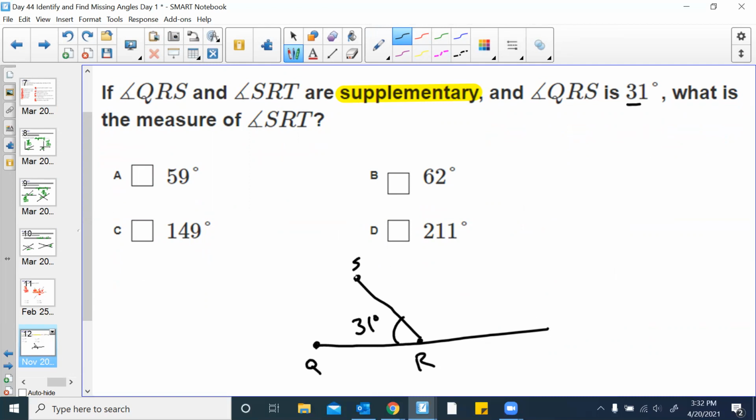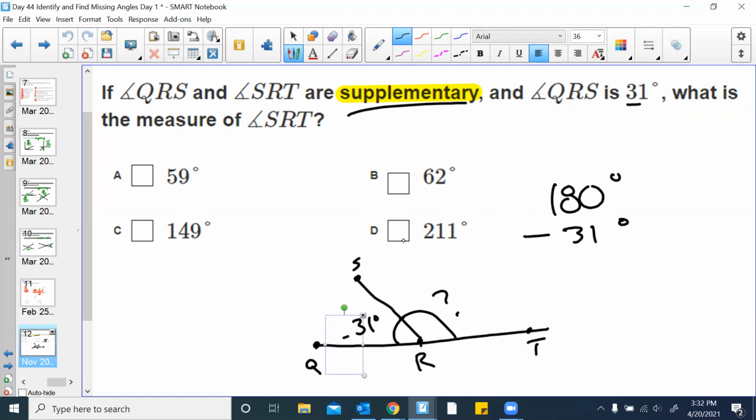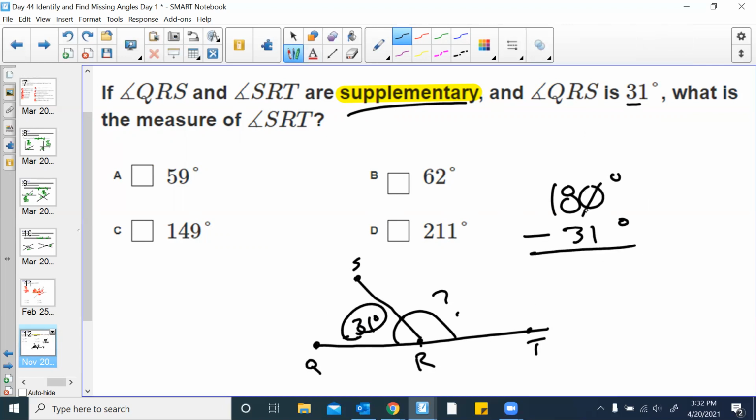Now I need to know what angle SRT is. I'll put the T here. So I need to know what this angle is. Well, if I know my straight line, because it's supplementary, is 180 degrees, I'm just going to subtract what they gave us. When I do that, I'll end up with 149 degrees. And that's it. The answer is C.